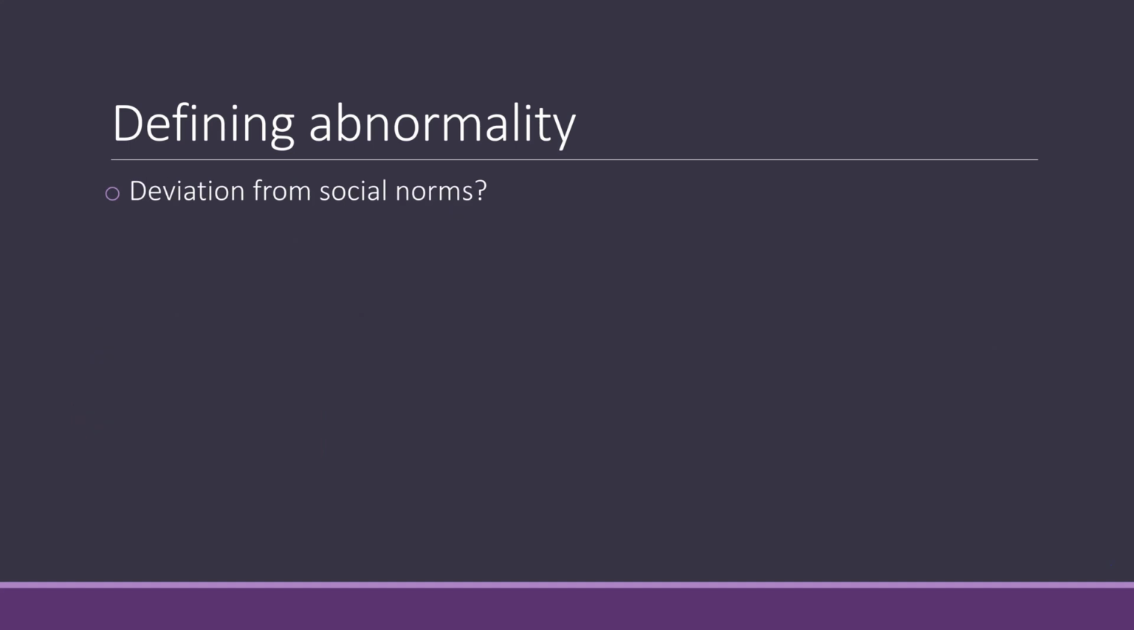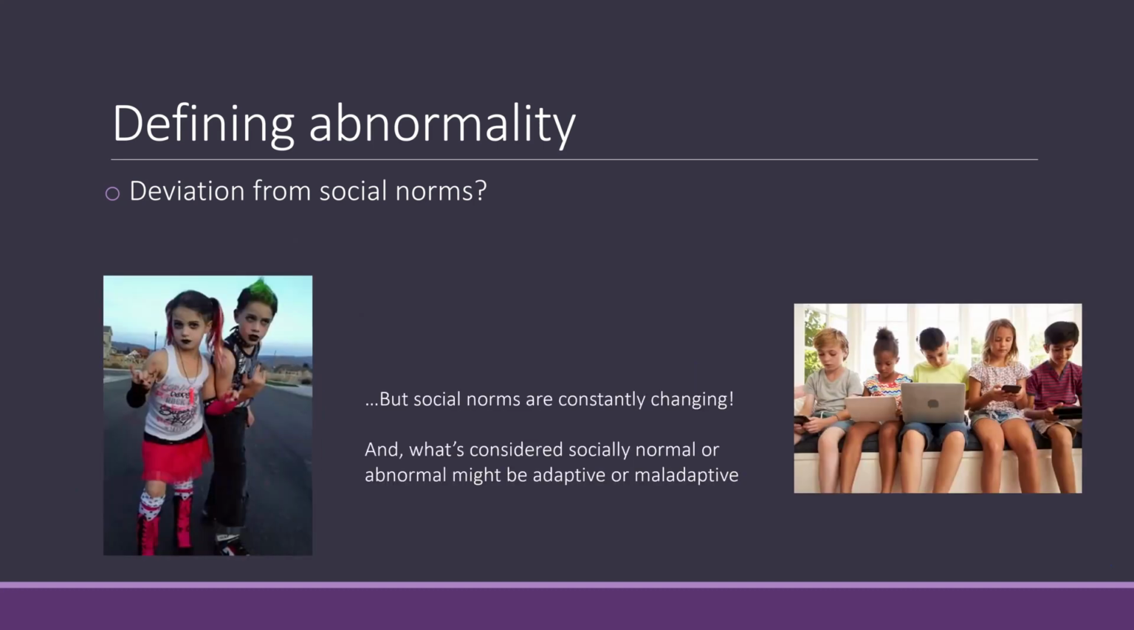Another way we could look at it is how far it deviates from social norms. This again has some flaws though. On one hand, social norms are constantly changing, so it's hard to keep up with. And what's considered socially normal or abnormal might not be associated with whether it's adaptive or maladaptive. So having a unique style doesn't necessarily mean that somebody is having dysfunction. And things like technology, this is a social norm now, and it's hard to say whether that's adaptive or maladaptive.